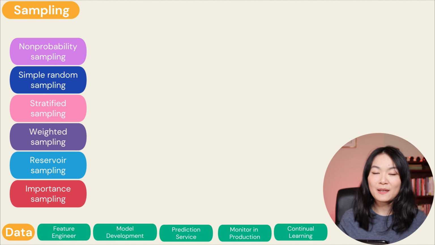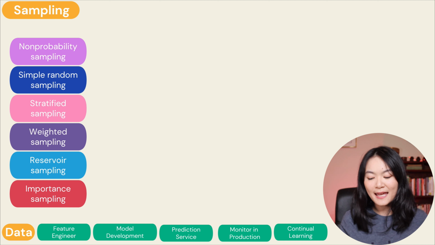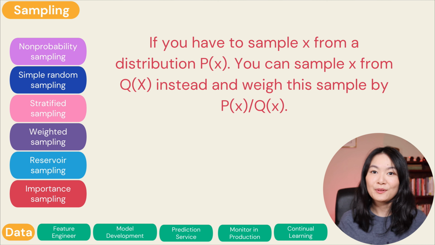Importance sampling is based on Monte Carlo methods and is one of the most important sampling methods. For example, if you have to sample x from a distribution p(x), you can sample x from q(x) instead and weight this sample by p(x) over q(x).